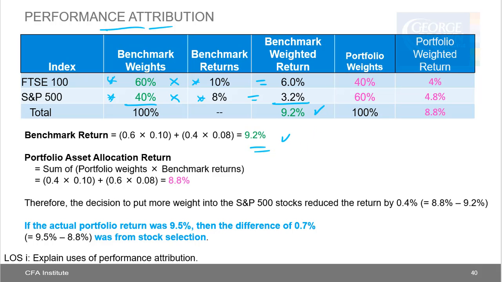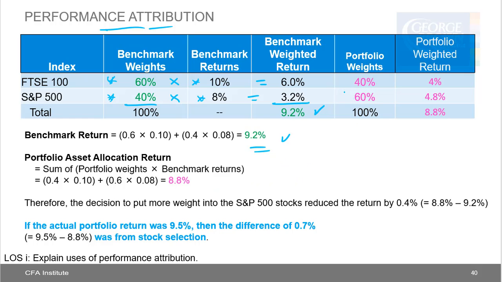So the benchmark, 60% FTSE 100, the benchmark had a 10% return, 0.6 times 0.1, 6%. 40% weighting in the S&P 500, 8% return in the S&P 500, 0.4 times 0.08 equals 3.2%. Add the weighted, so that gets our weighted average, okay?